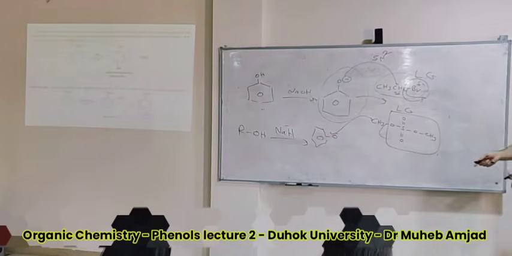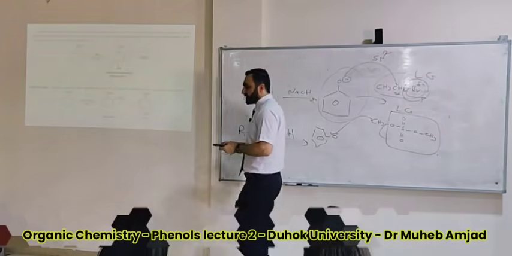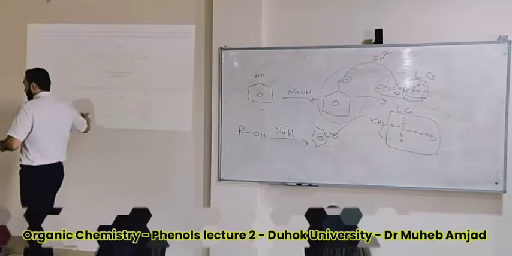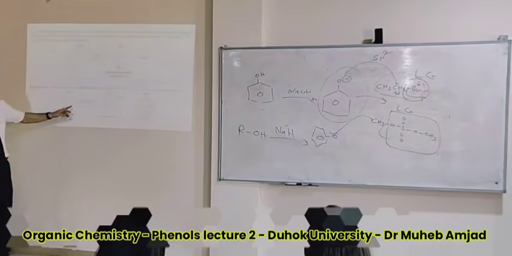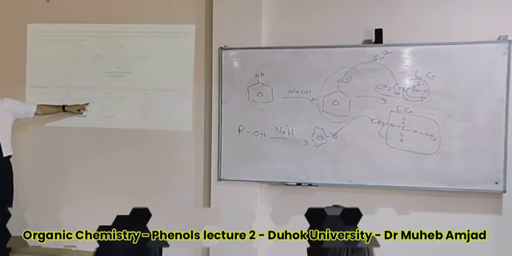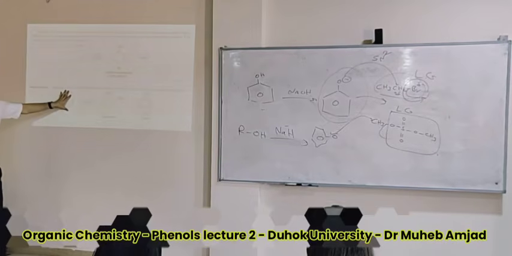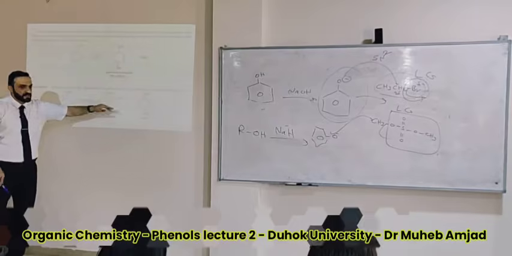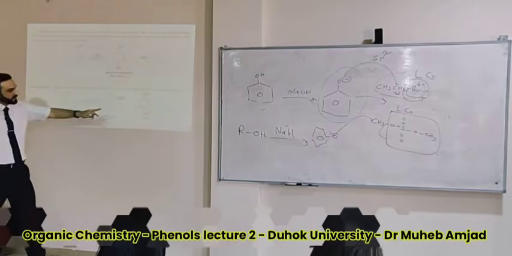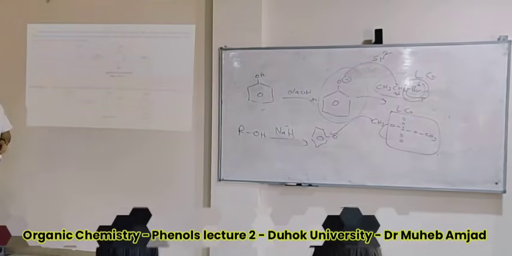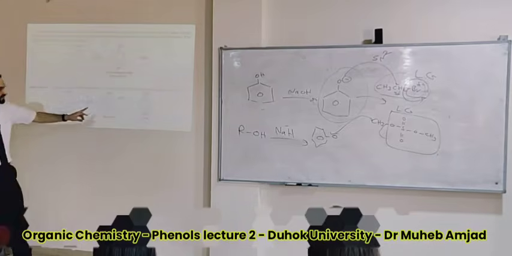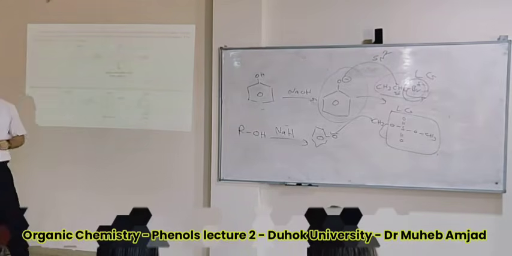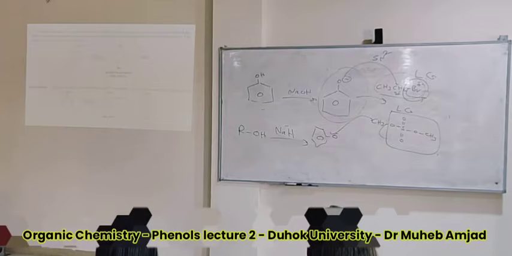Nitration. You know the nitration, yes? Nitration of the benzene ring uses HNO3 and H2SO4. But here we just use HNO3, that is enough. Why? Because of the reactivity of the phenol. Just use HNO3, it gives you the nitration at the ortho and para director positions. Ortho substituted and para substituted.